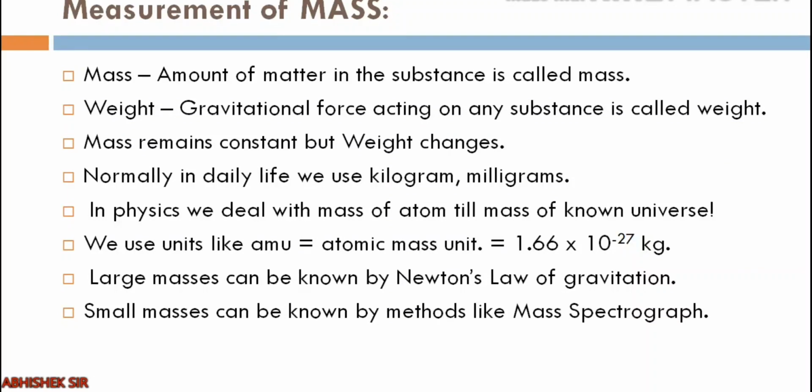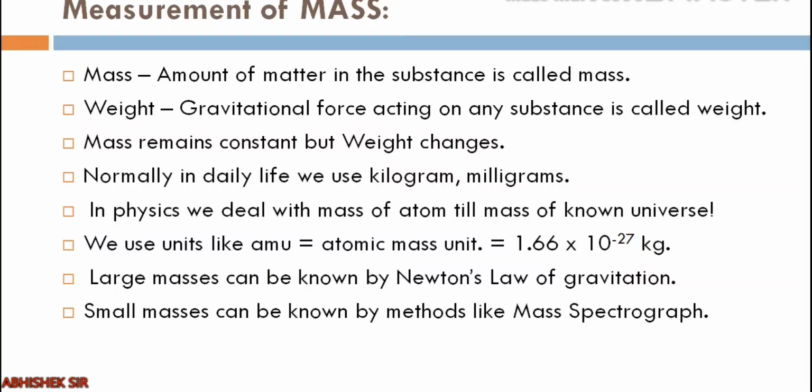Now mass remains constant because ultimately the amount of matter will always be constant. We cannot destroy matter, we cannot create matter, right? But weight can change as it depends on the gravitational force. Clear? You move to a place where gravitational force is different, your weight will be different. Like we always say weight of some object on earth, and the same weight if you find on moon it will be 1 upon 6th, right? So that is the difference, weight will change.